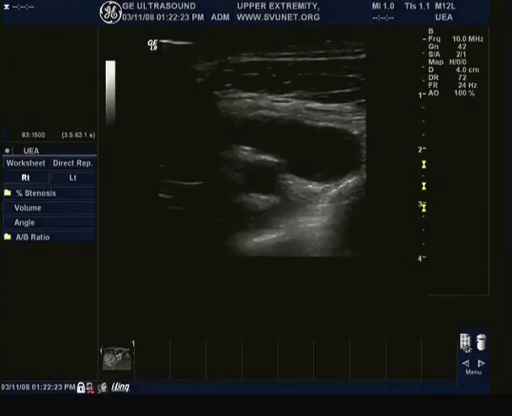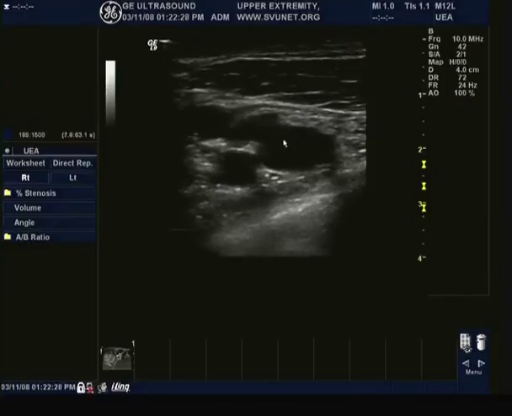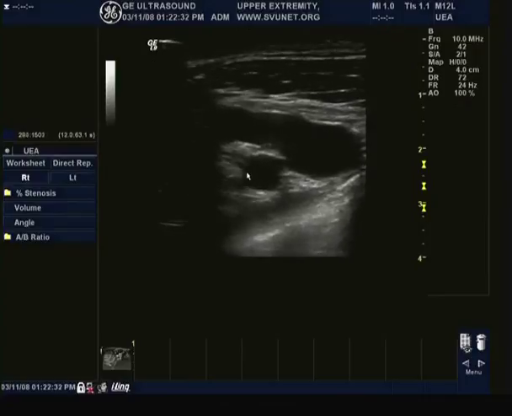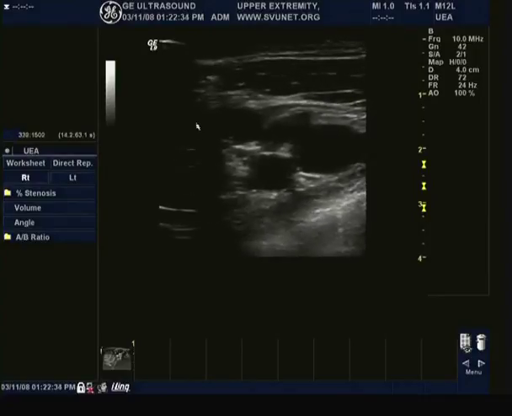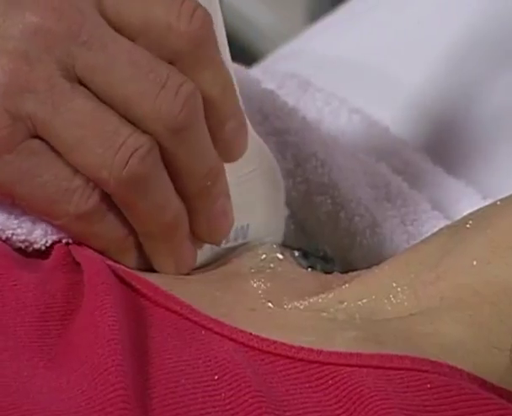All right, I'm just over the clavicle. This large structure here is the subclavian vein. This is the subclavian artery. You can see that it's pulsatile. This is the shadow of the clavicle here. Now I'm going to turn the transducer longitudinal.